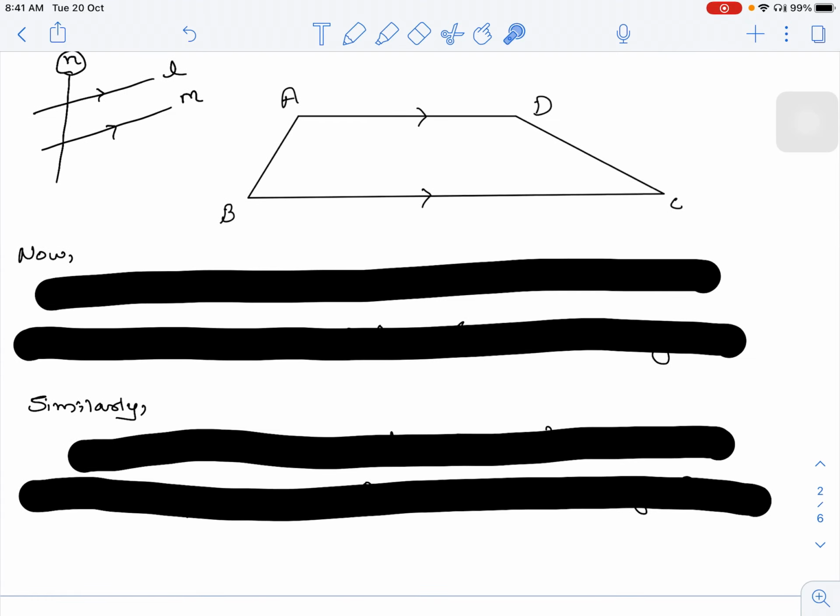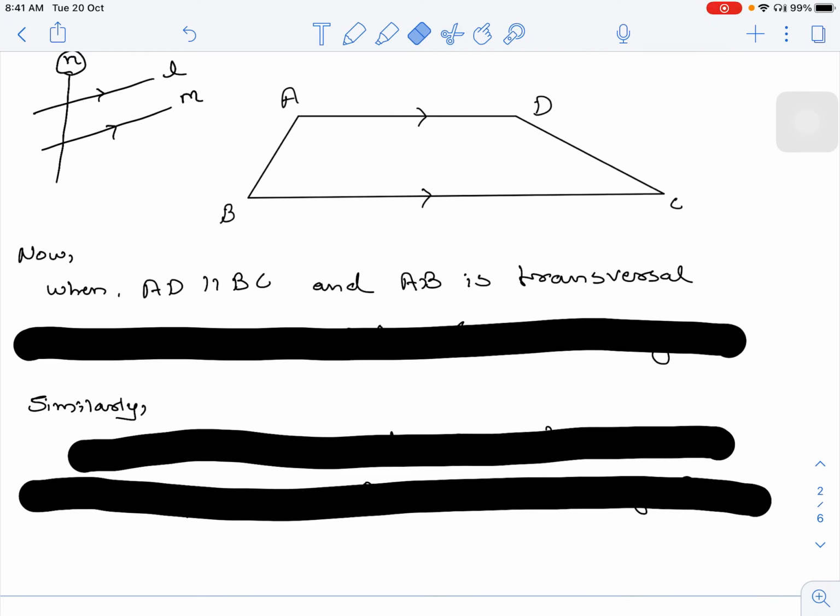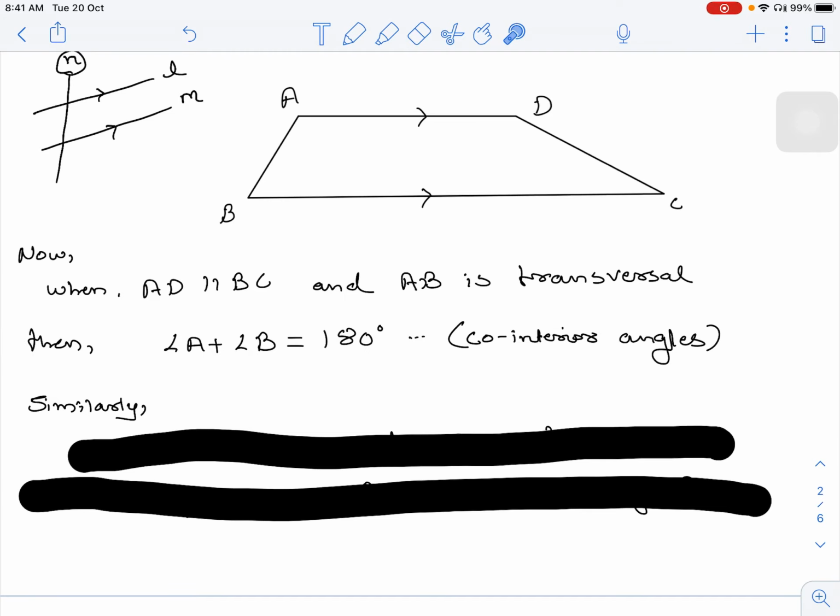So here it can be seen that AD is parallel to BC. Okay, so we can have some conditions over here. Now what is the condition? When AD is parallel to BC and AB is the transversal, meaning this line is intersecting AD and BC at points A and B, so this line will be our transversal. Then in such a condition we can say that angle A plus angle B, these both are co-interior angles, and their total will always be equal to 180 degrees. Okay, we have written the reason here also, that is co-interior angles.